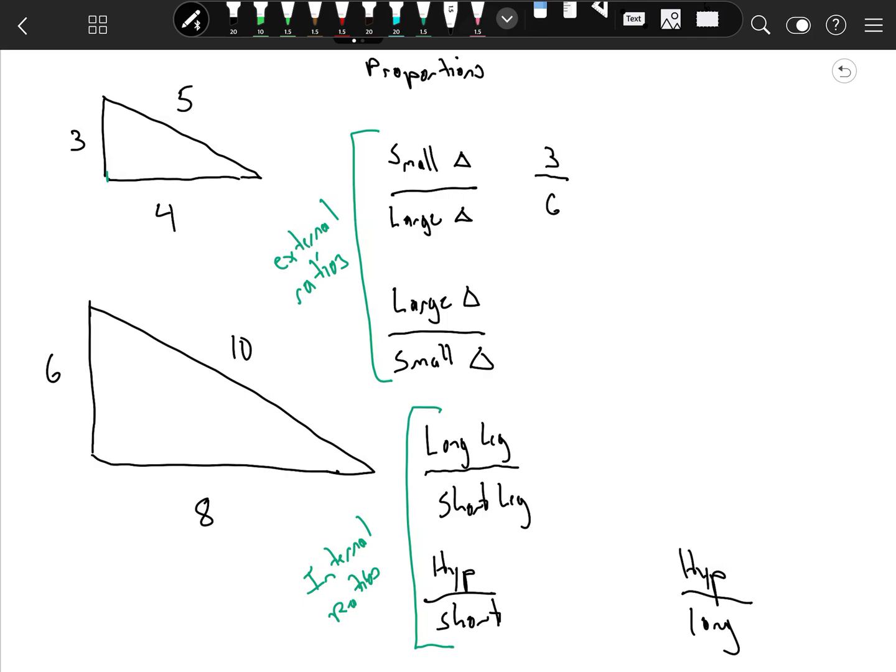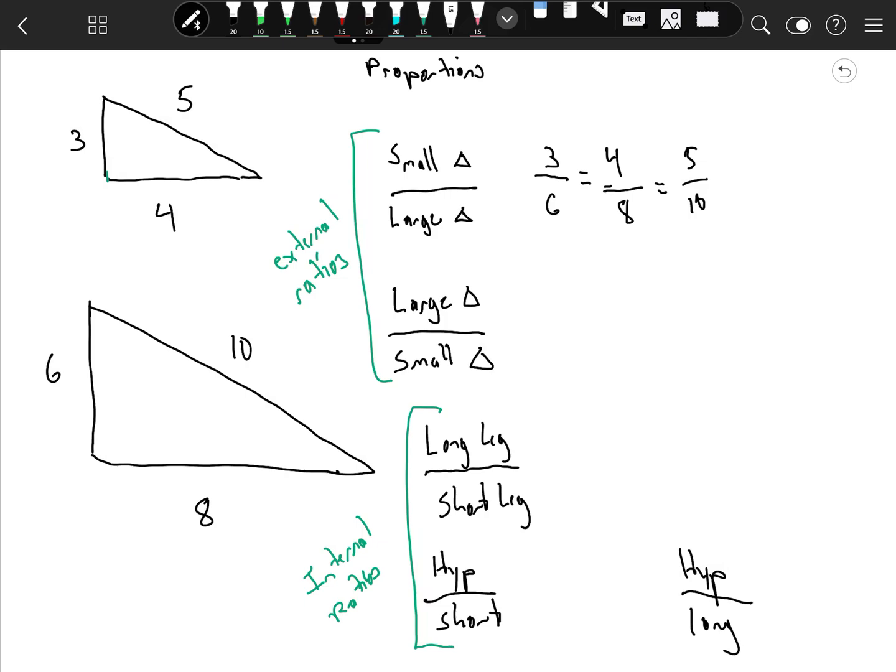So 3 over 6 equals, let's go 4. And the side that corresponds to 4 is 8. If you didn't know that and you knew the triangles were similar, you could put an x there, and you could solve using cross multiplication or any other method. So there's 4 over 8. And then finally we have 5 over 10.